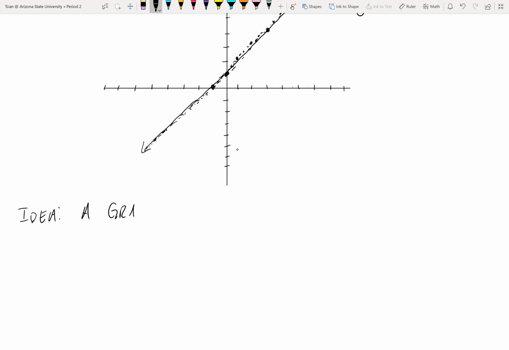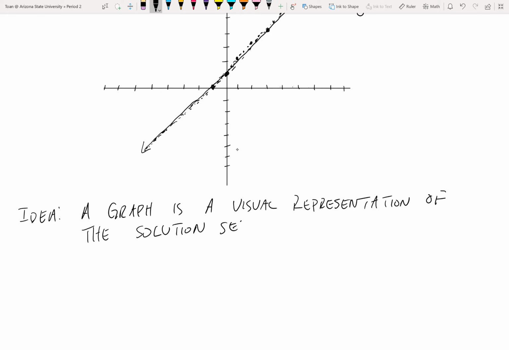A graph is a visual representation of the solution set. Now, solution set sounds like a fancy math term. It means exactly what it sounds like. It's a set or a group or a collection of solutions, of answers. A graph is a visual representation of the solution set of an equation.